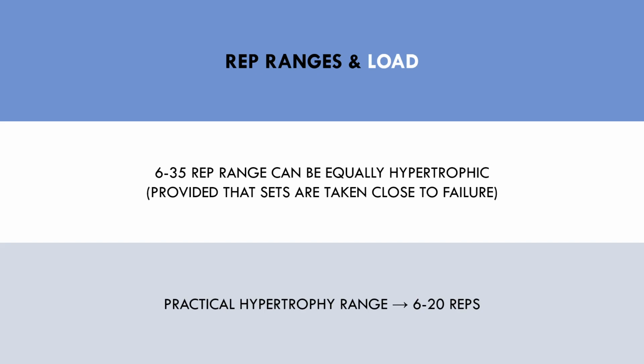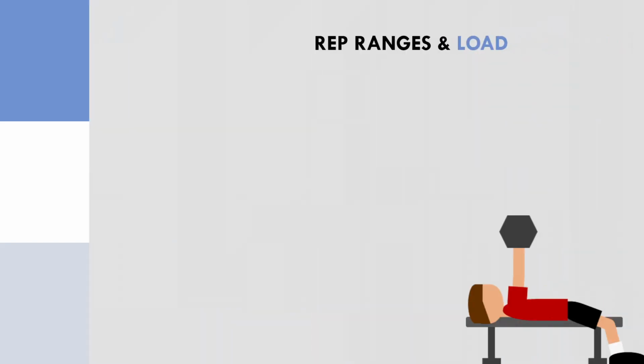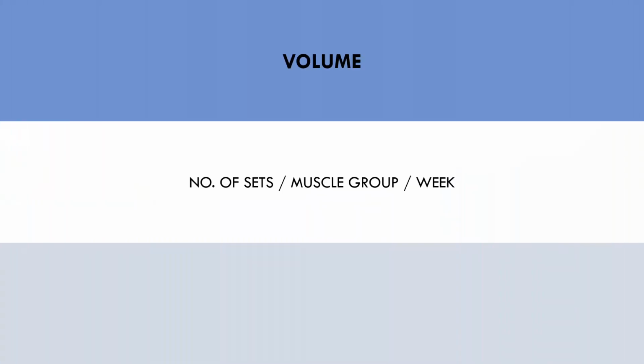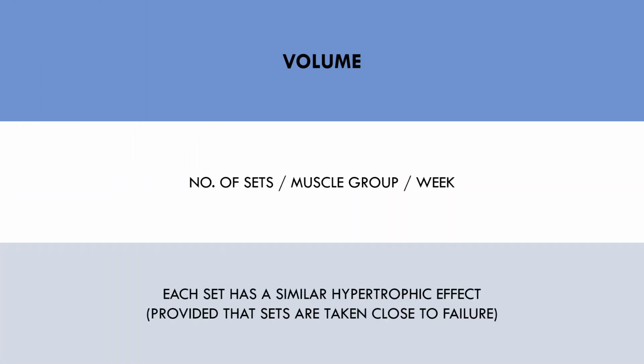Compound lifts that have high stability demands are generally better suited to the 6 to 12 rep range, while isolation lifts with low stability demands are generally better suited to the 12 to 20 rep range. And the last primary training variable for hypertrophy training is volume. For hypertrophy training, volume is best quantified using the number of sets performed per muscle group per week. This is because provided that we are training with a close proximity to failure, technique is strict and effective, and we are working in the 6 to 20 rep range, each set essentially has a similar hypertrophic outcome.